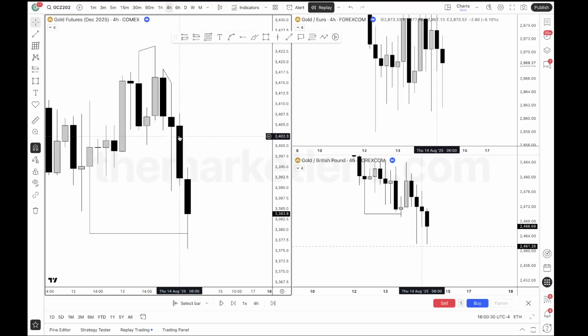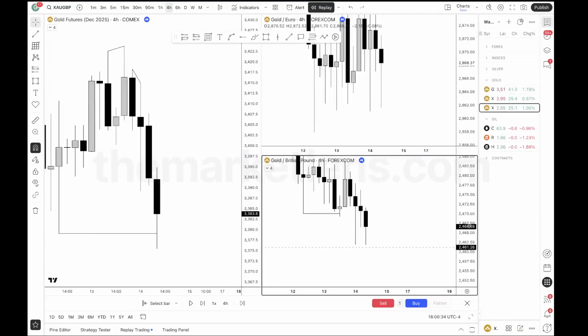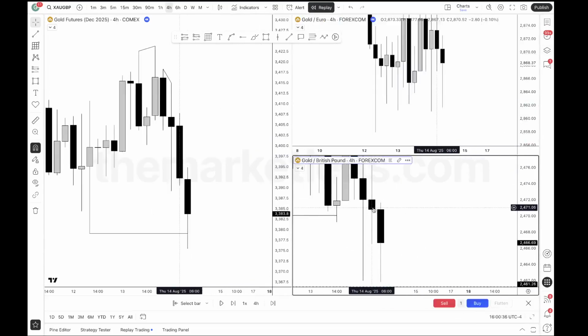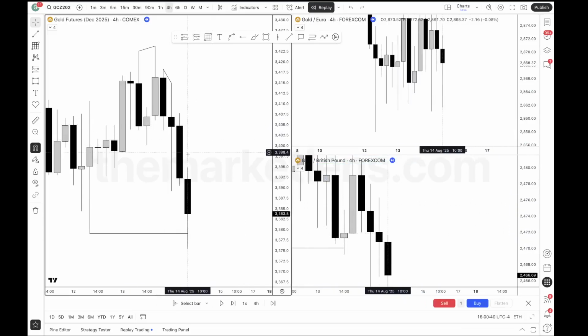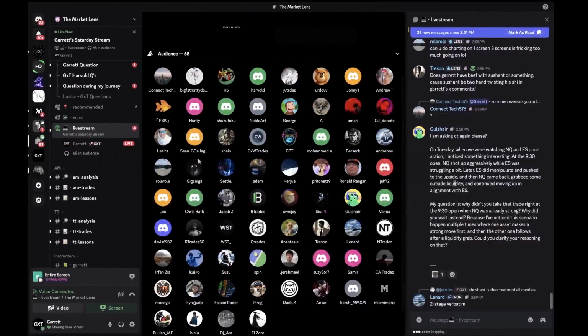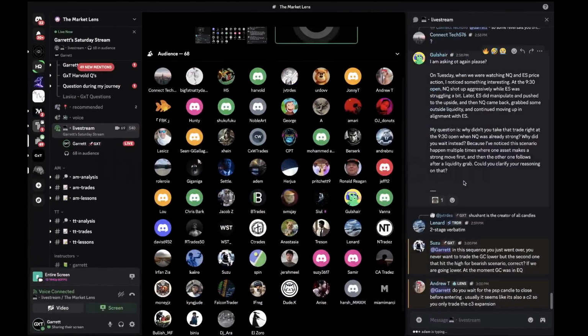Look at the body of this 6 a.m. candle when it was previously stronger. And look at the size of this candle over here. It's a lot smaller, right? The wick is a lot larger, a lot smaller body. See that strength switch to catch up and break this SMT? Anyways, we're almost at an hour, guys.